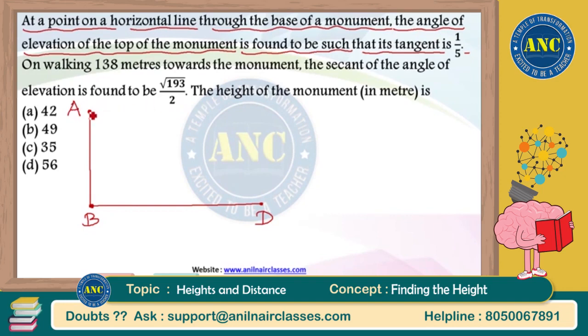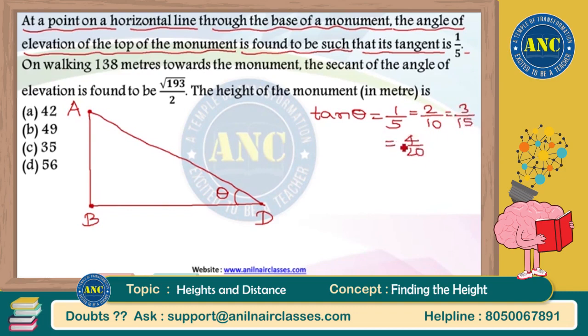That means this angle of elevation, I will call the angle as theta. It is given that tangent of that angle theta is nothing but 1 by 5, right? Tangent is 1 by 5. That means tangent of theta is 1 by 5 means it can also be 2 by 10, or 3 by 15, or 4 by 20. It can be any of these values. All these values will represent 1 by 5 itself, right? I hope you are understanding. 3 by 15 is also nothing but 1 by 5. 4 by 20 is also nothing but 1 by 5.